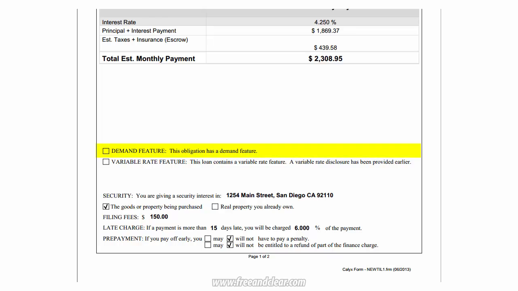The first box indicates if your loan has a demand feature. If your loan has a demand feature, which is more commonly referred to as a balloon payment, you are required to pay off the balance of your mortgage at the end of the term of the loan, as opposed to paying down the loan every month when you make your mortgage payment.